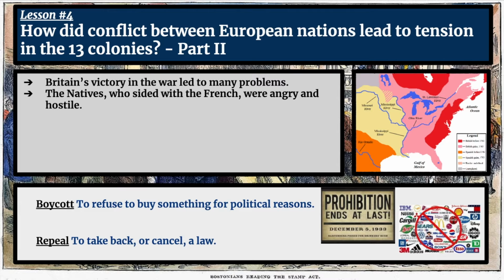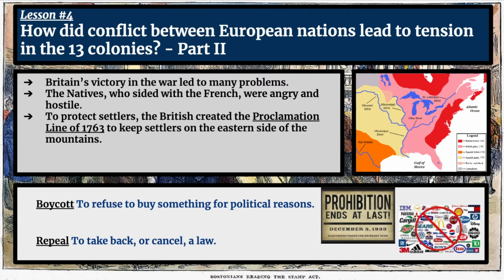First of all, the Native Americans who did side with the French chose the wrong side. They lost, and they were very angry and hostile about that. So the British knew that even though they had gained access to those western lands, they still had a very angry population over there that wasn't exactly going to be thrilled when settlers from the 13 colonies started moving west. And so the British knew they needed to deal with and manage that situation.